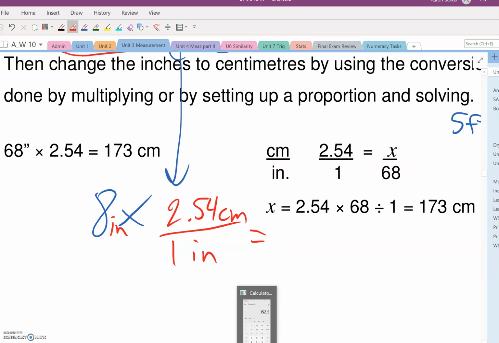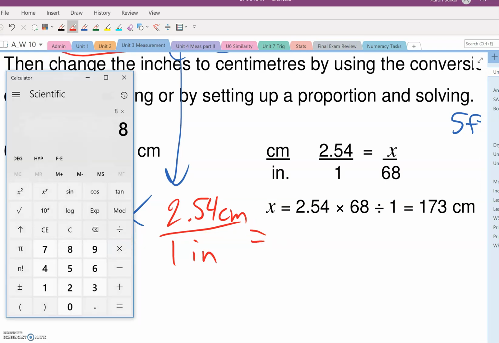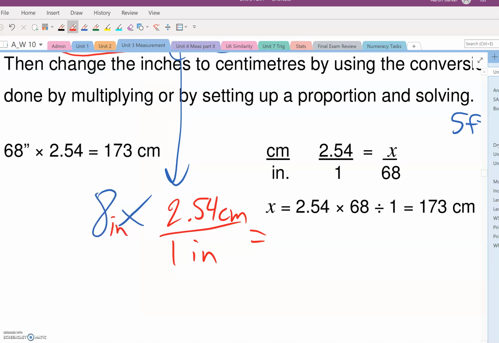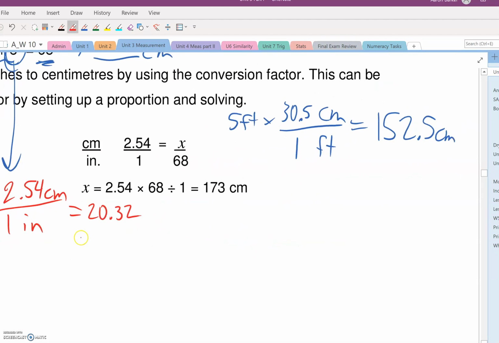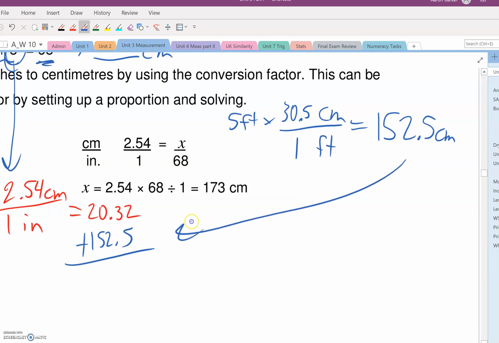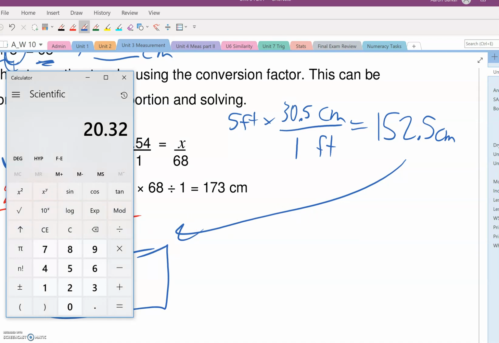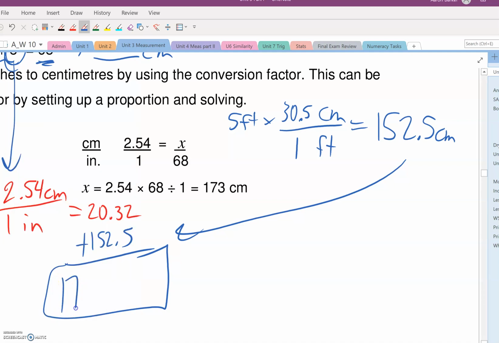So when I multiply it, I'm going to get 8 times 2.54, 20.32. And so I'll then add those two numbers together. So I'll add plus 152.5. I just add them together to get my grand total. 20.32 plus 152.5 equals 172.8.